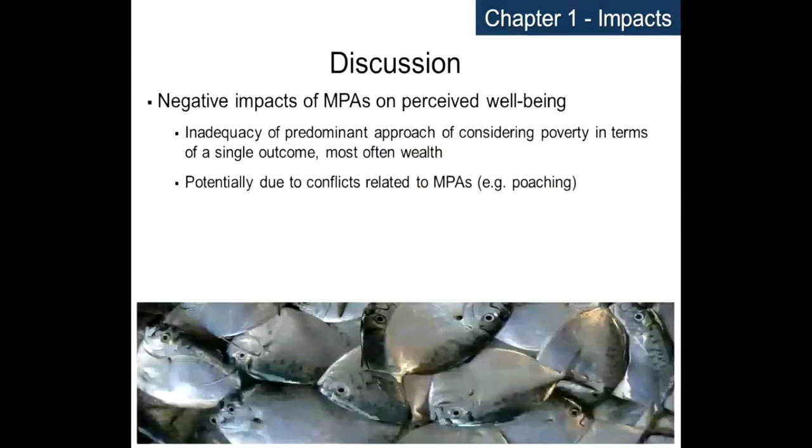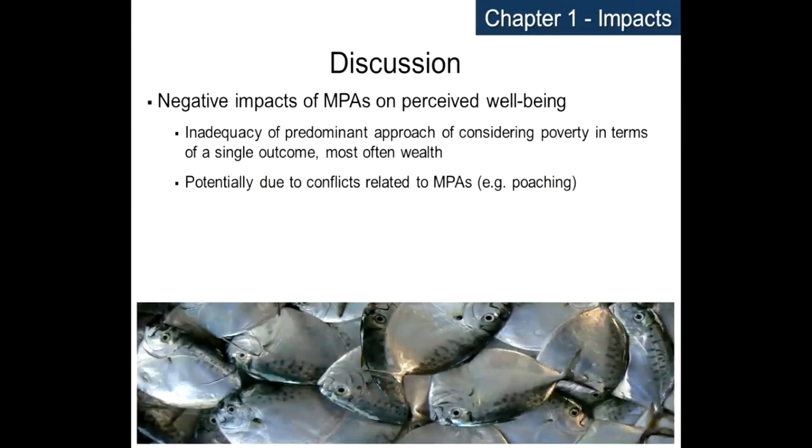Returning to that first key result, it appeared that the project was having a negative effect on people's perceived well-being, and this was at odds with the apparent positive effect it was having on people's objective well-being, for example in relation to wealth. This indicates the inadequacy of the predominant approach of considering poverty only in terms of a single outcome, most often wealth. While I tried to account for the multidimensional nature of poverty, looking at 14 indicators, obviously there are many other dimensions which I didn't look at, which could have been affected by the protected areas and which could have helped explain why we were seeing this negative impact on perceived well-being.